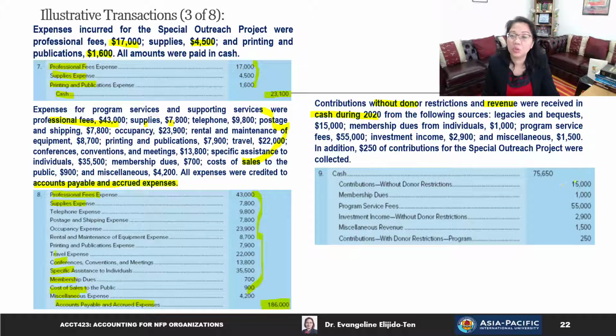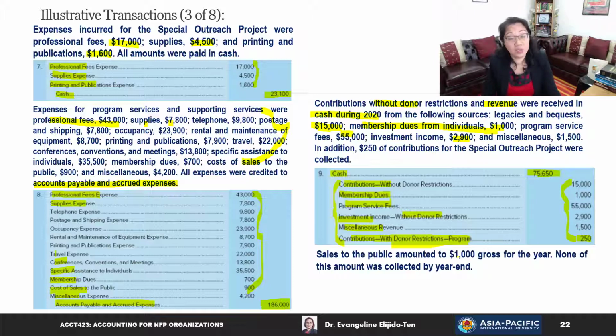So we'll just have to total all of that, and the total of that is 75,650. So debit cash, and the credit will be to all these. These are the revenues. Contributions without donor restrictions is this 15,000. Membership dues is 1,000. Program service fees 55,000. Investment income, and that's without donor restriction, is 2,900. Miscellaneous 1,500. Contributions for the special outreach project with donor restrictions, in that case program, would be 250.